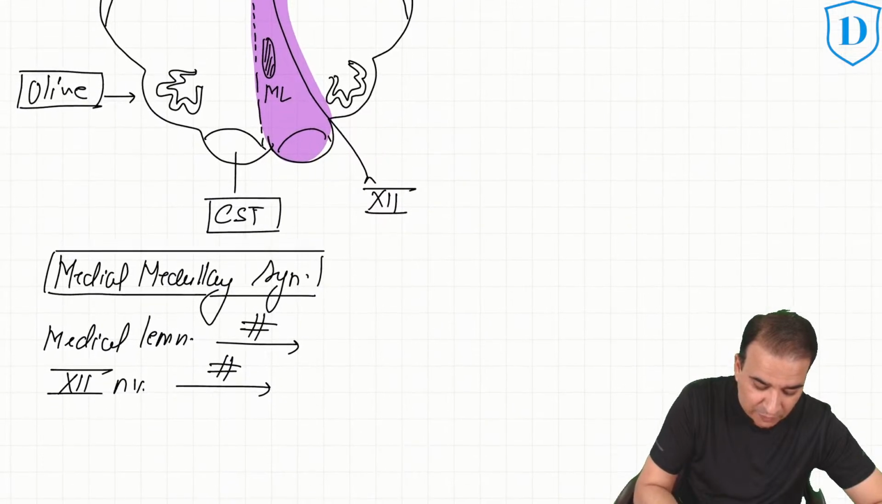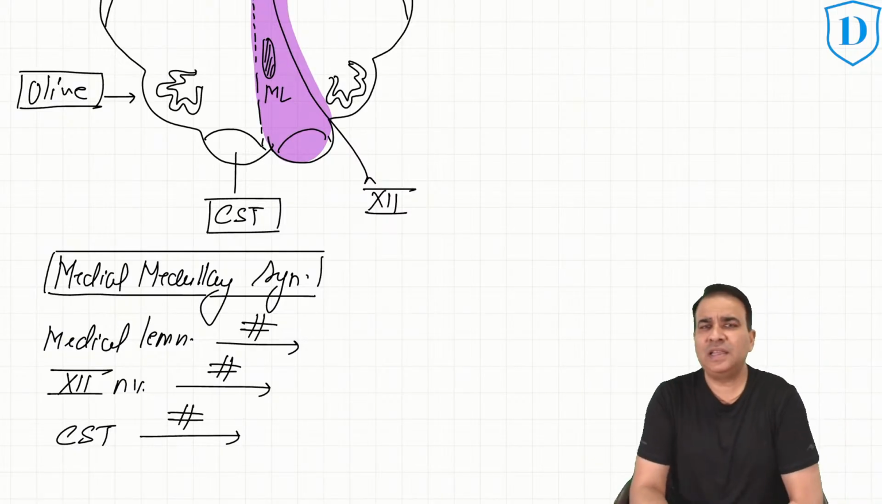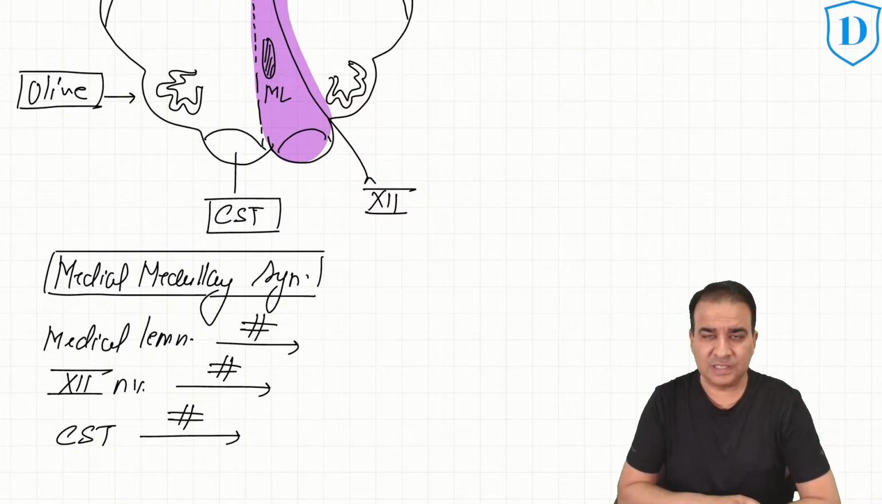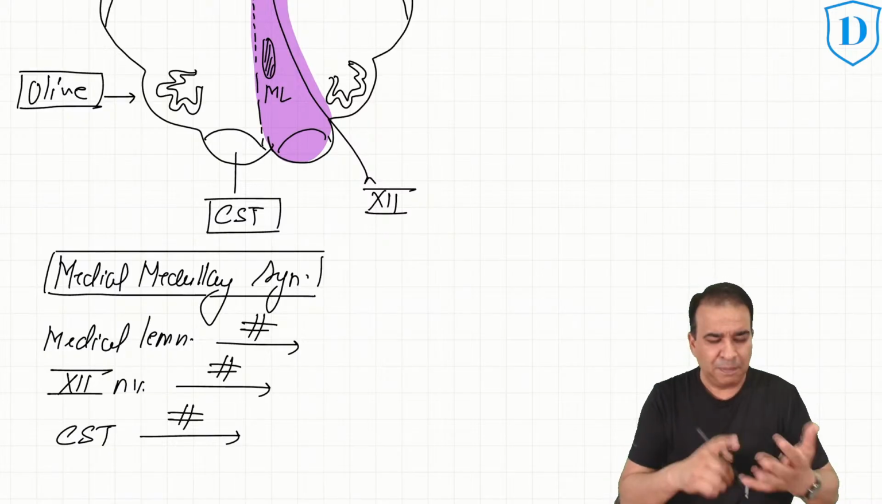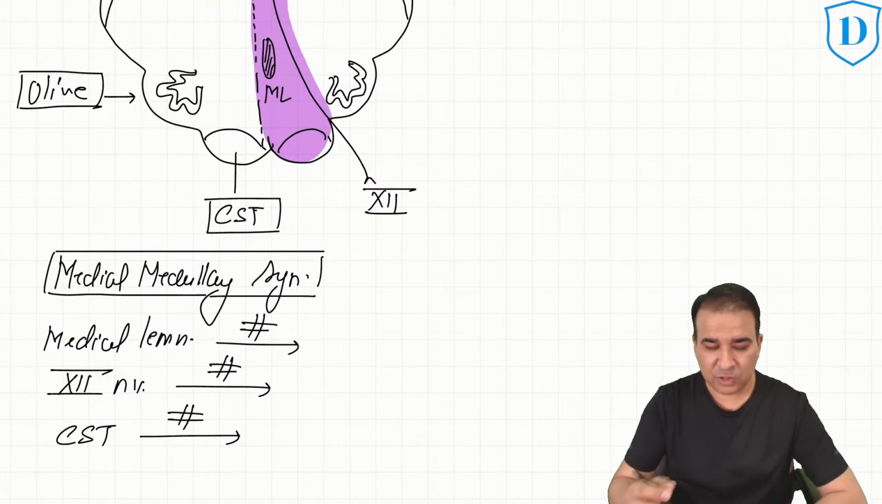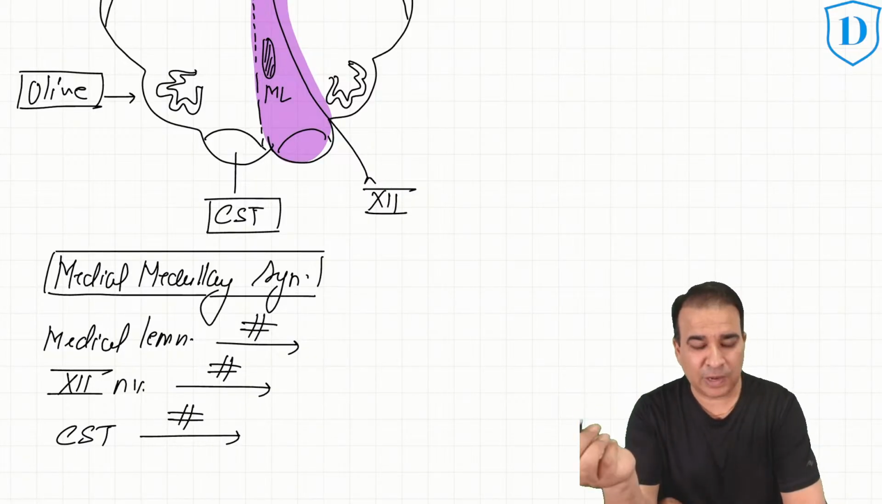And which tract again? Once again the same story, guys. Corticospinal tract injury. Now the medial lemniscus is basically carrying sensation from the contralateral side of the body. Medial lemniscus is mainly formed from two tracts, the dorsal column tract and the anterior spinothalamic tract.